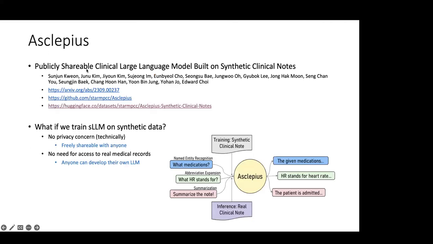We call this publicly shareable because this model was trained on synthetic notes. So the whole motivation was, if we train on synthetic notes, then there's no privacy risk involved. We can just freely share with anyone who asks for it. So the privacy concern is gone. And also, if you can train a clinical LLM with synthetic notes, then you don't need access to real medical notes. So anyone who's not affiliated with hospitals, like myself, can theoretically build clinical LLMs without any privacy risk. So that was our motivation.